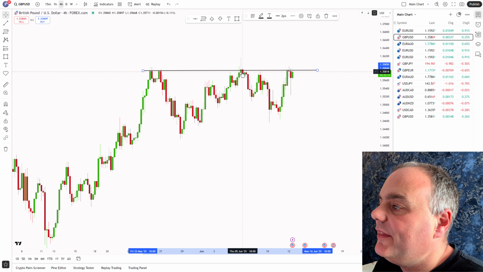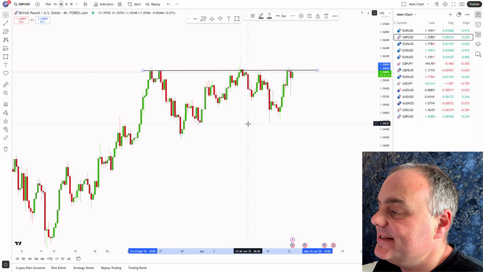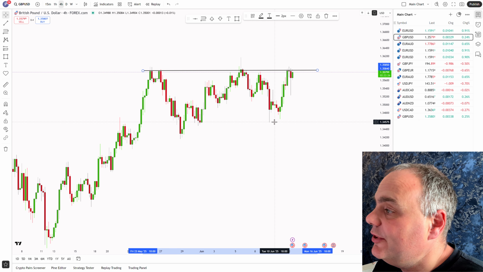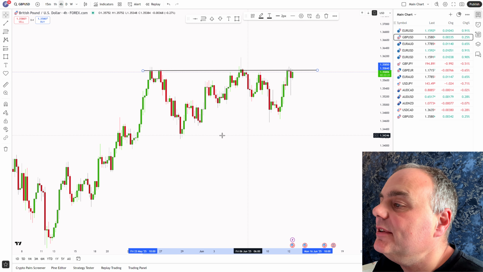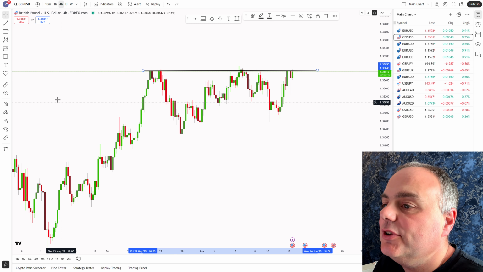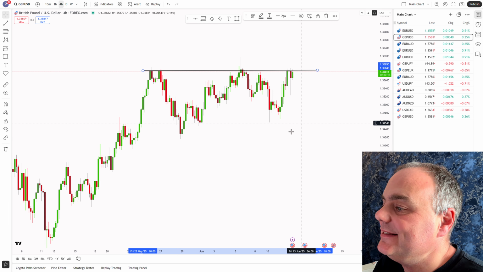Hit with a very strong rejection candle. Look at the big wick there relative to the size of the body. Sure enough, rejected again. Hit. Now you would think as we keep hitting this level, very strong level. But look at what's happening within all of this price action here and what it's giving away.